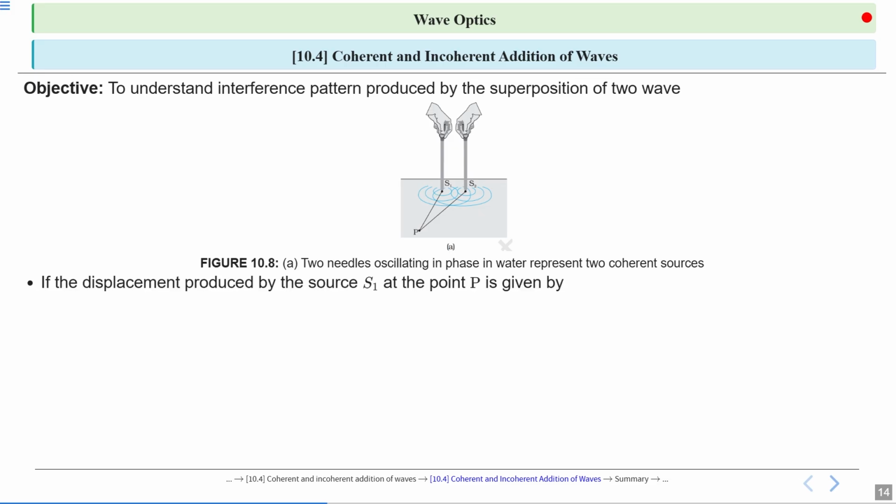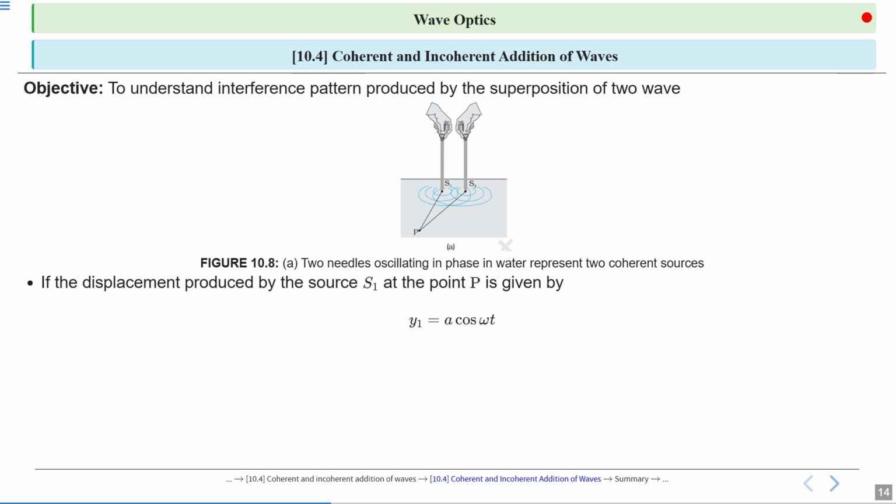Okay, so if the displacement produced by source S1 at point P is given by, so what is the displacement produced? y1 equal to A cos omega t. So what is the equation of wave? We have discussed in the waves chapter. So y equal to A cos(kx minus omega t). Why are we not taking kx? Because we are taking the distance entirely. So point P is taken at x equal to 0. Okay, so point P is considered at x equal to 0, meaning on the y axis. That's why x becomes 0.